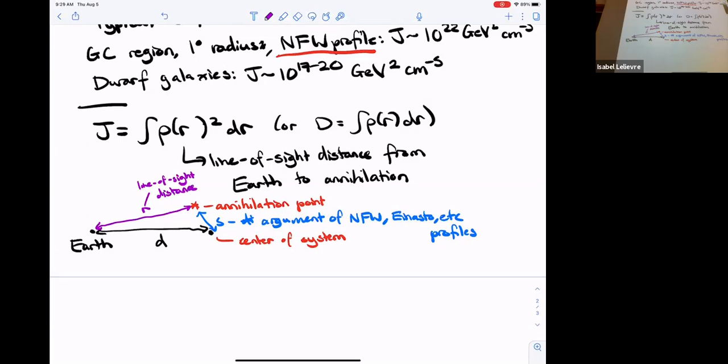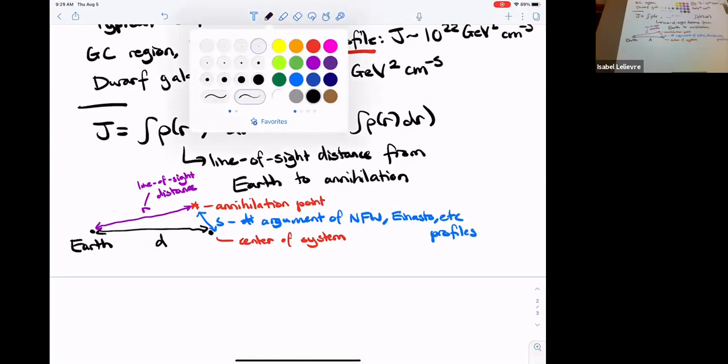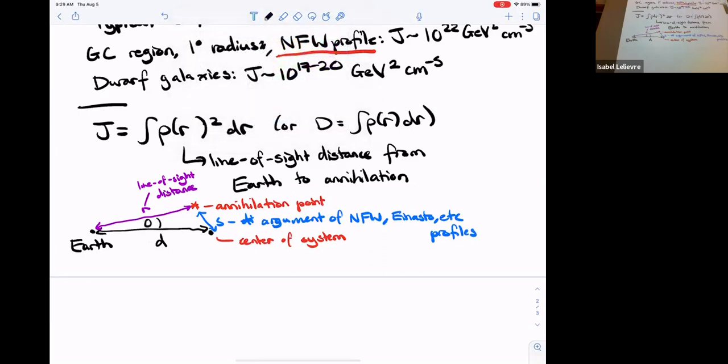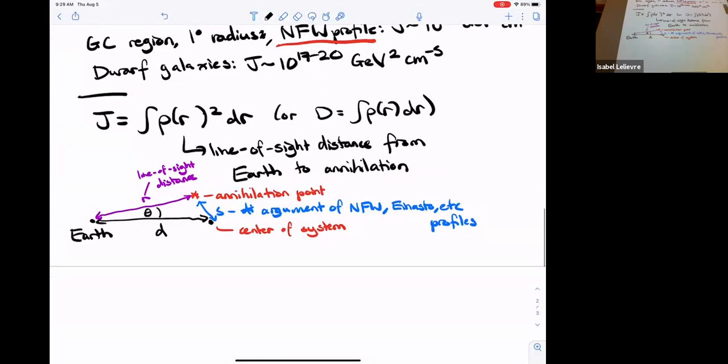Okay. So in this case, trigonometry is your friend. The cosine rule comes to your aid. If we call this angle theta, the angle between the center of the system and the annihilation point that your telescope is looking at on the sky, then the cosine rule tells us that the distance S that we need to feed into our NFW profiles is just going to look like the square root of R squared plus D squared minus 2 D R cos theta.